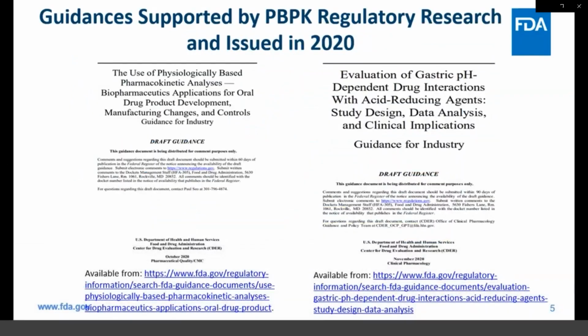In the year of 2020, FDA issued 2 guidances supported by PBPK regulatory applications and research. One guidance is the use of PBPK analysis, biopharmaceutics applications for oral drug product development, manufacturing changes, and controls. Another guidance is evaluation of gastric pH-dependent drug interactions with acid-reducing agents. These 2 guidances describe the utility of PBPK absorption modeling for biopharmaceutics applications as well as for predicting the pH-dependent DDI potential.